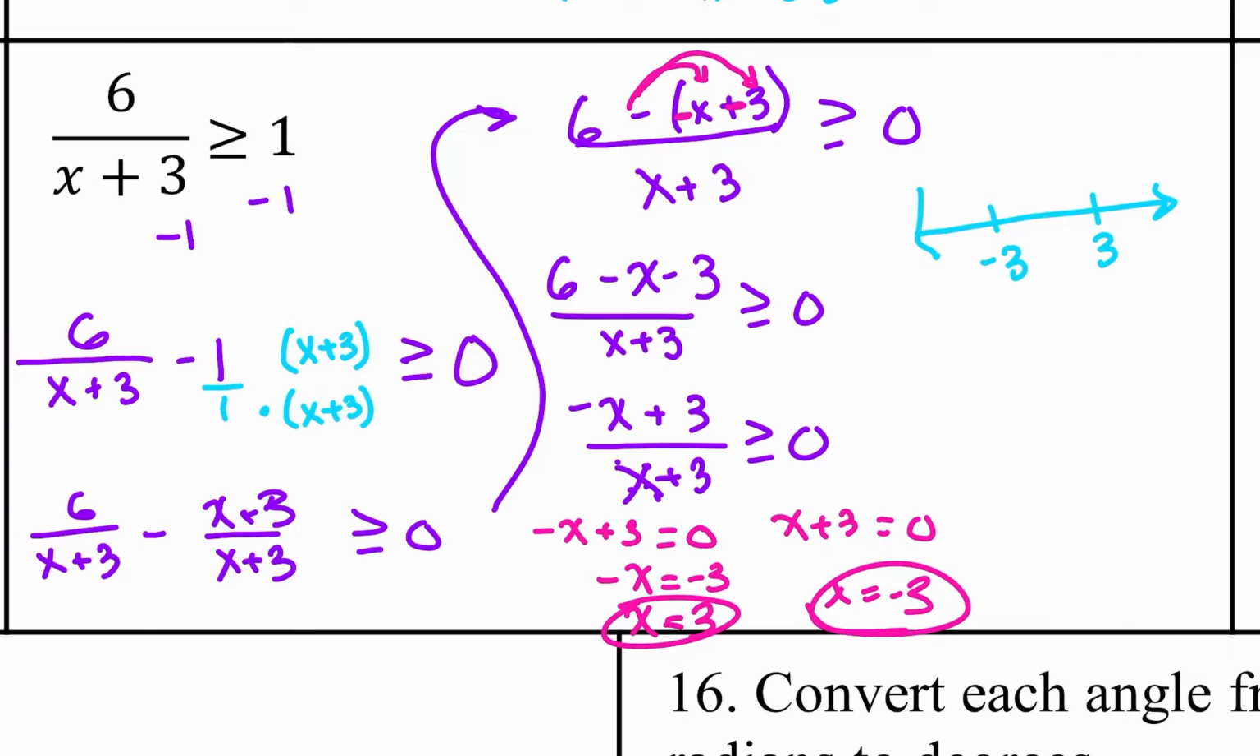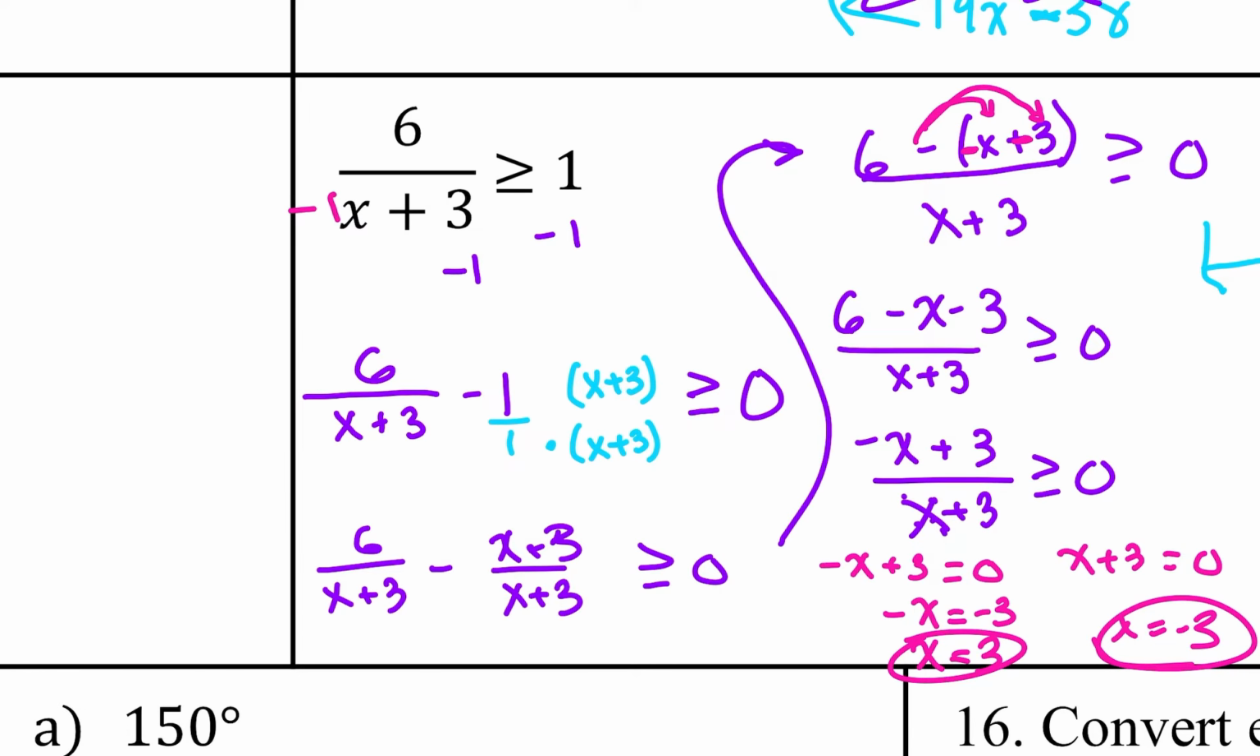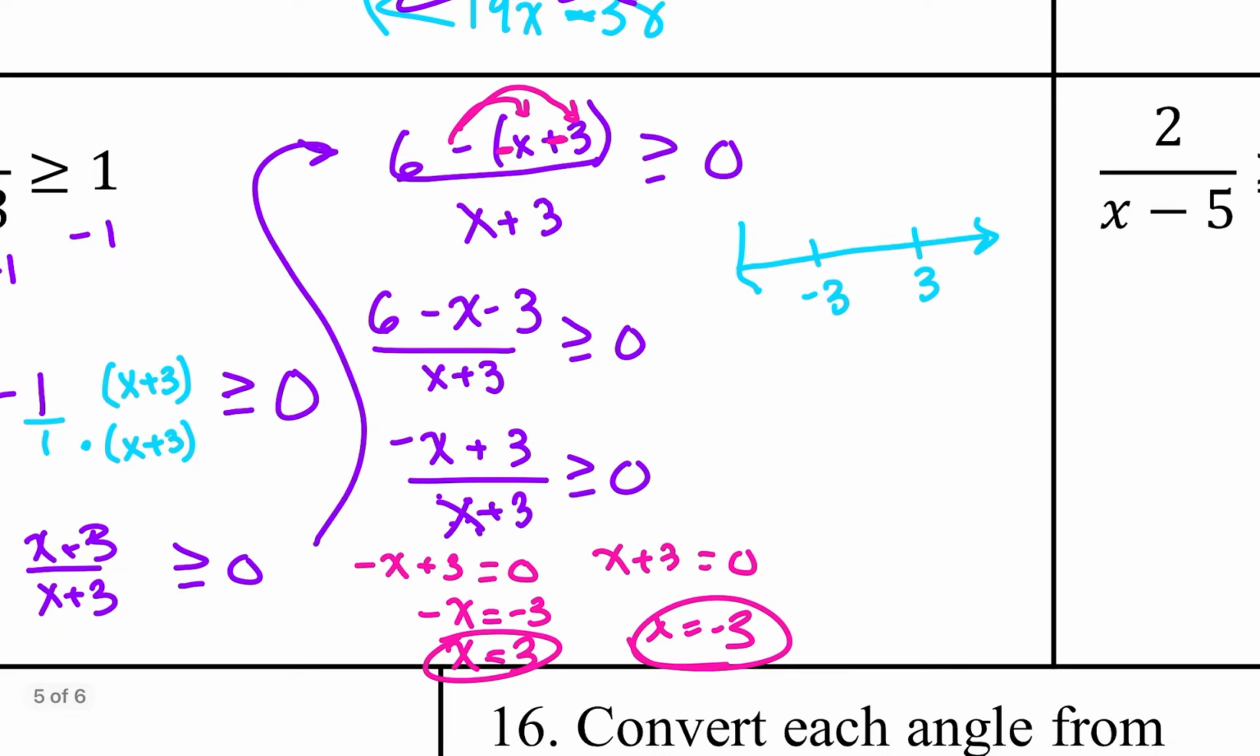So if you plug in something smaller than negative 3, like negative 10, let's see what happens. Plug in negative 10 here. Negative 10 plus 3 is negative 7. 6 divided by negative 7. Is that greater than positive 1? Well, no, it's not going to be. In fact, actually, let's not do it there. Let's do it here. I think this makes more sense.